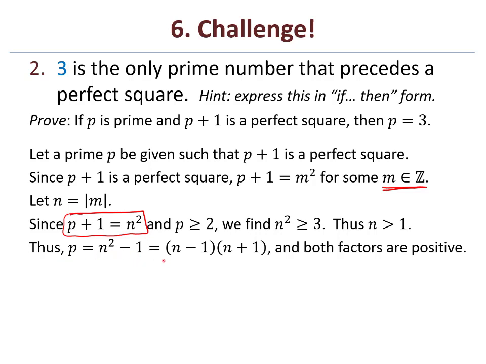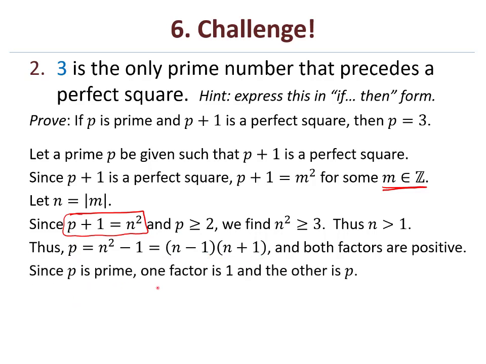And here's where the magic happens. n squared minus 1 can be factored. It's the difference of two squares. It's n minus 1 times n plus 1. And both factors are positive. This is why I wanted my n to be a positive number. In fact, n greater than 1. So look at this. I've taken a prime number and I have factored the prime number. What do you think is going to happen next?